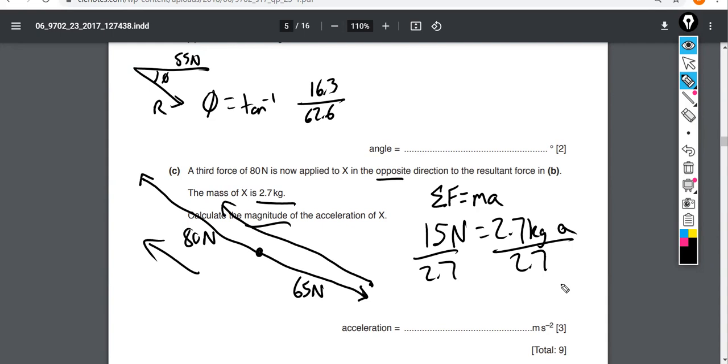Let that be the math problem that stops you. We made it this far. So I'm getting an acceleration of about 5.6 meters per second squared.